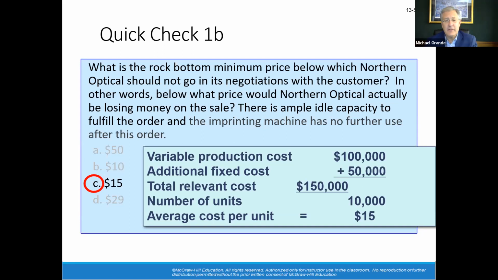So that's it. That's all we want to cover from this chapter. Really only want to cover, as I said, keep or drop, make or buy, and accept or reject the special order.